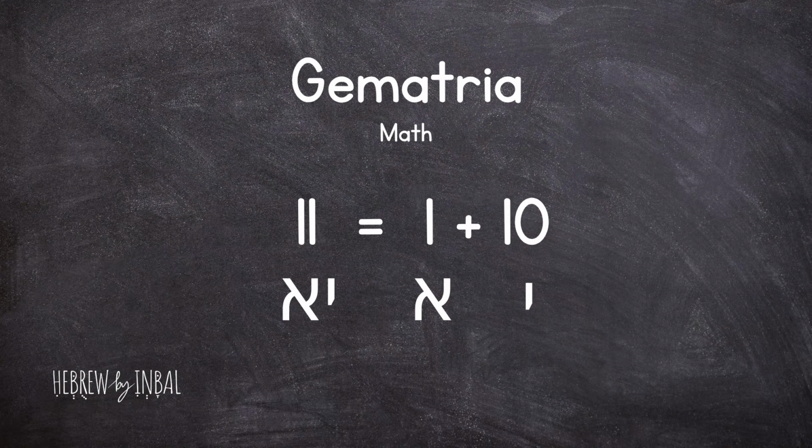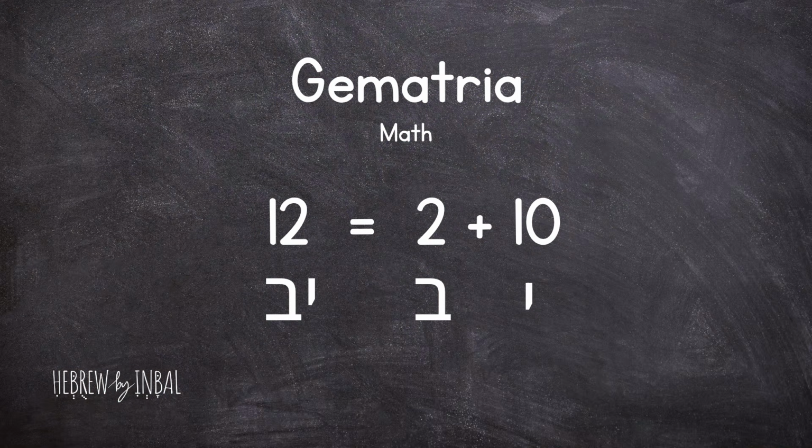Using this approach to Gematria, we add. So for example, for 11, we add 10, which is Yod, to Aleph, which is 1. 10 plus 1, 11, Yod plus Aleph, Yod Aleph. Yod Aleph is 11. For 12, we add 10 plus 2, Yod plus Bet. Yod Bet is 12.